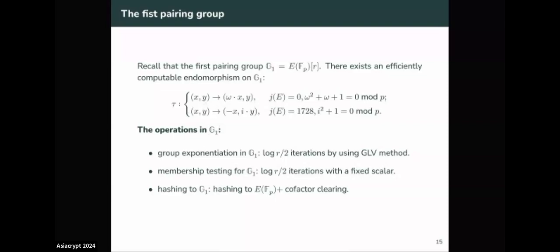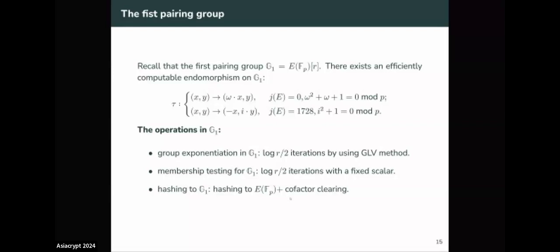For group exponentiation in G1 and the membership testing for G1, it requires around log r over 2 iterations. For hashing to G1, it consists of hashing to the group E over Fp, followed by a cofactor clearing. At the first step, we obtain a random point in E over Fp. At the second step, we map the random point into the group G1.